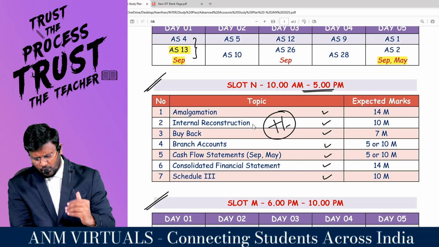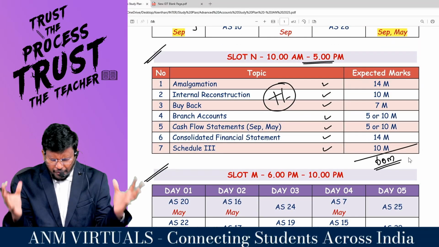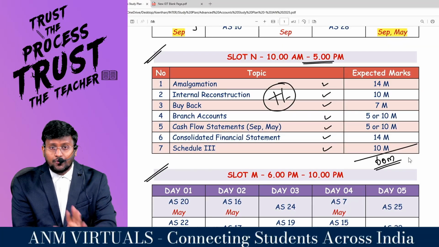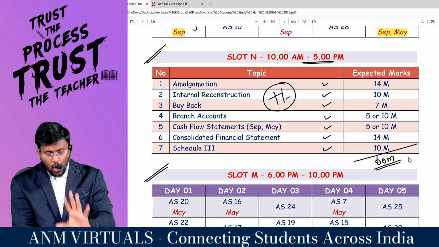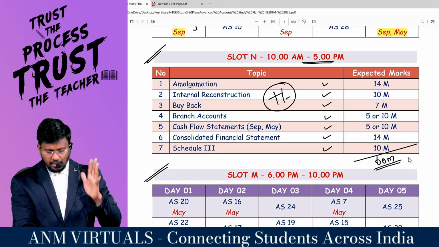That means 10 to 5, you are going to spend for the 60 marks. 60 marks, and no specific revision or preparation is required for MCQ and all. Because conceptually, if you are strong, you can manage the MCQ, my dear lovable students.